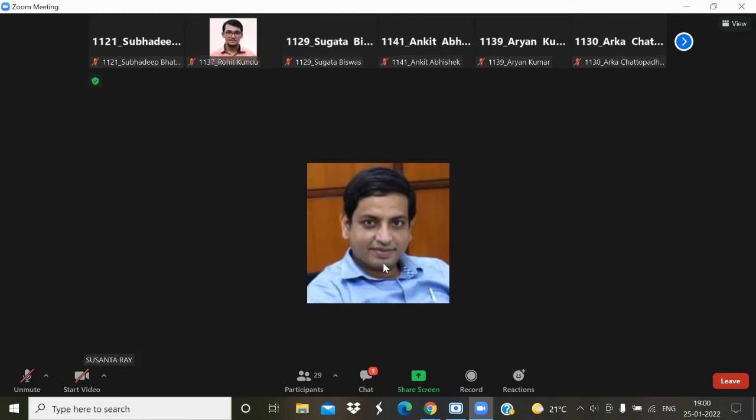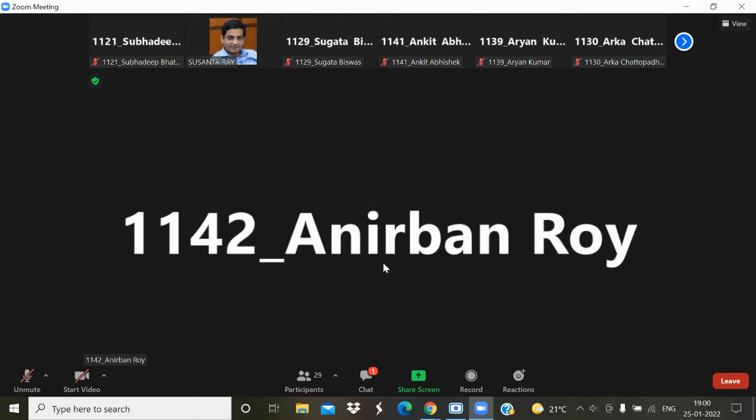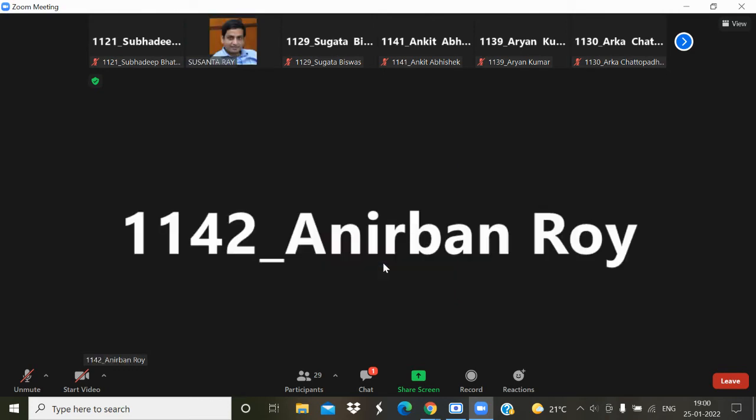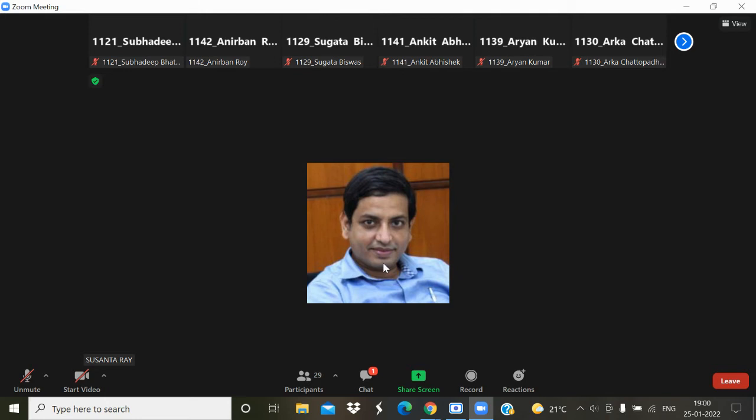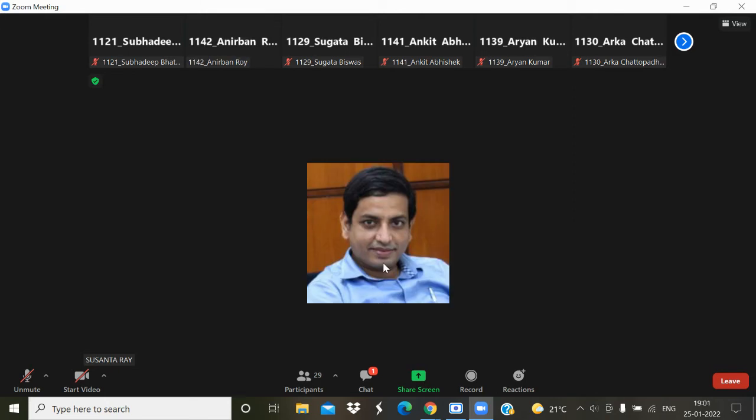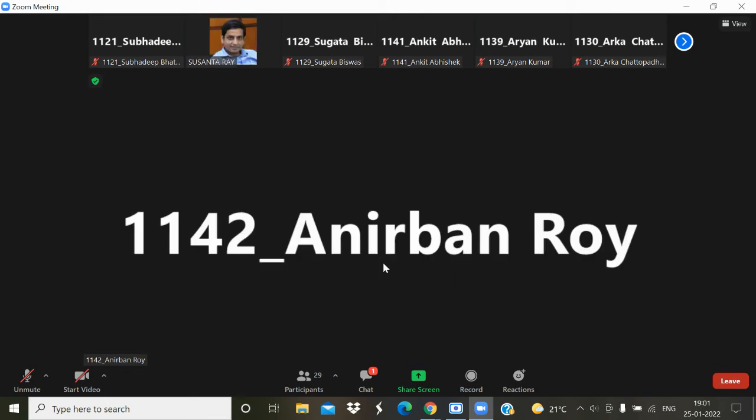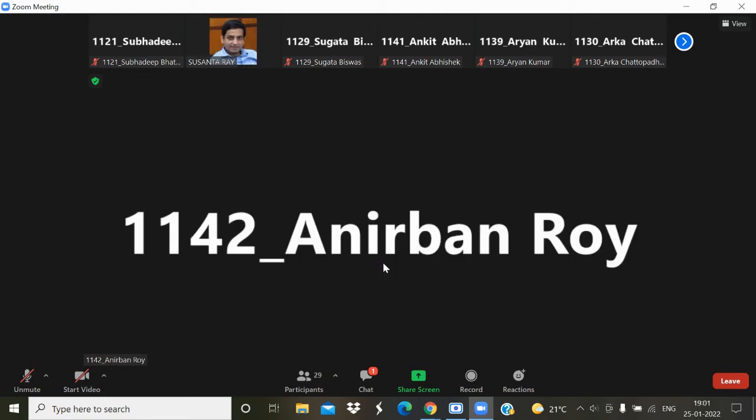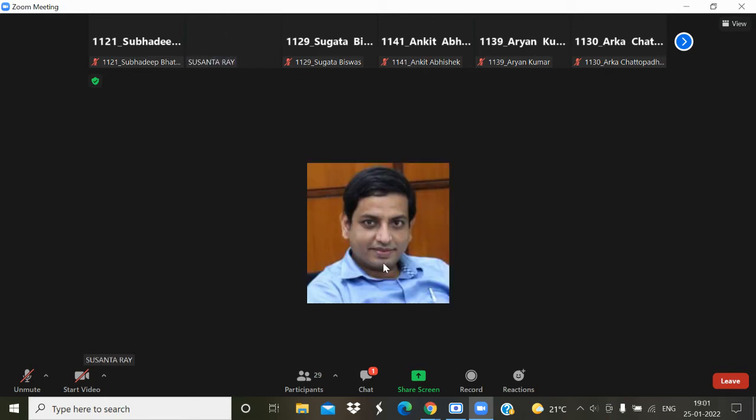Next roll number, Anirban, 142. Write down 10 kilowatt, only 10. 110 volts, 1500 rpm, squirrel cage induction motor, delta connected, 87% efficiency and 0.87 lag power factor.